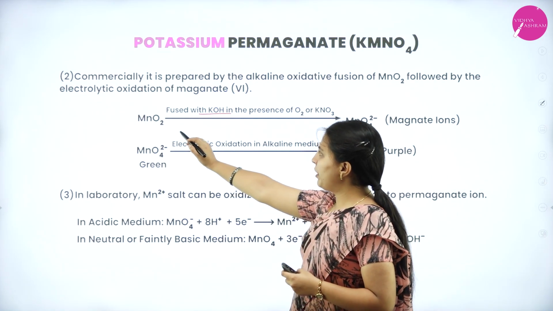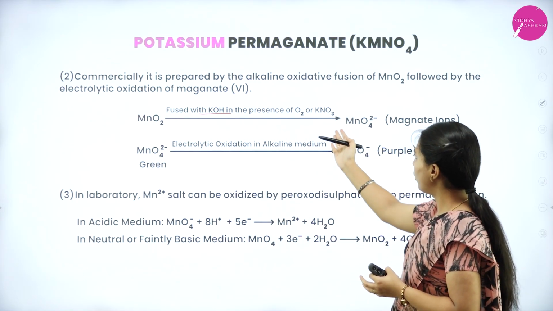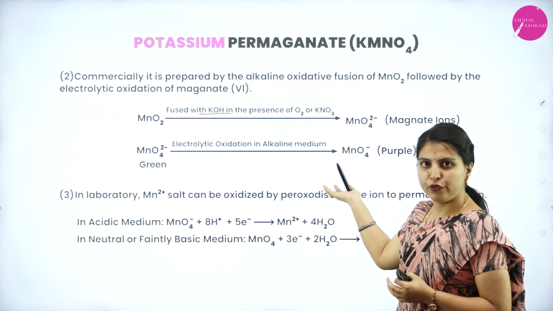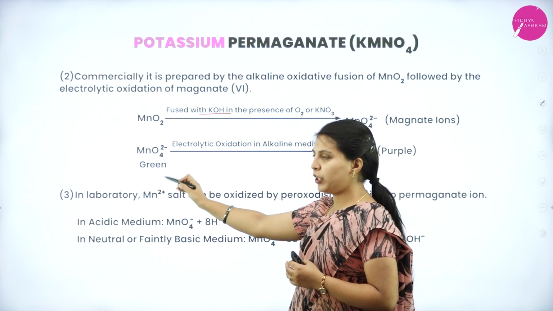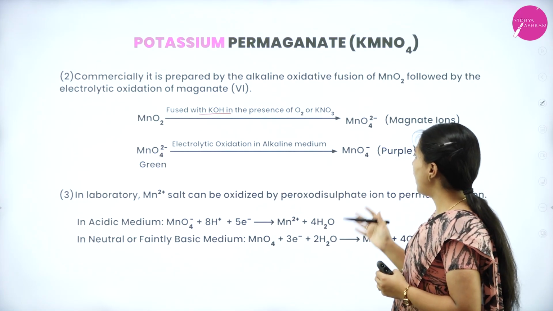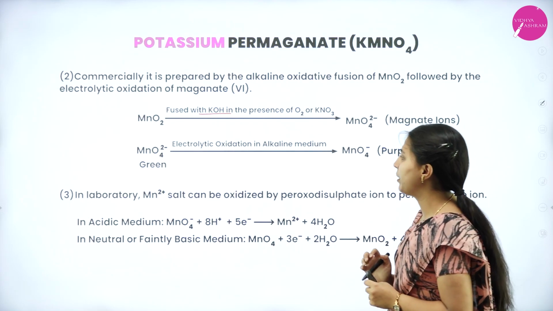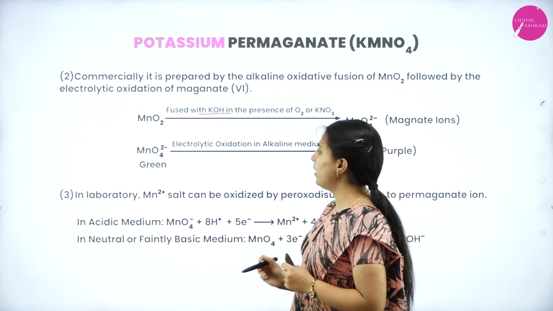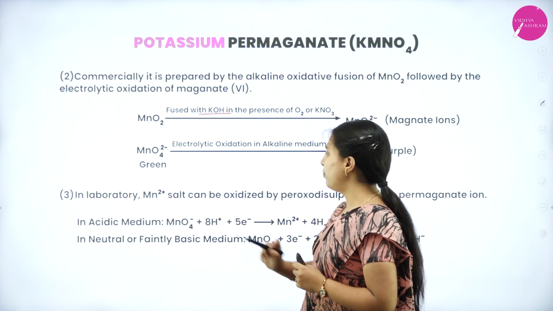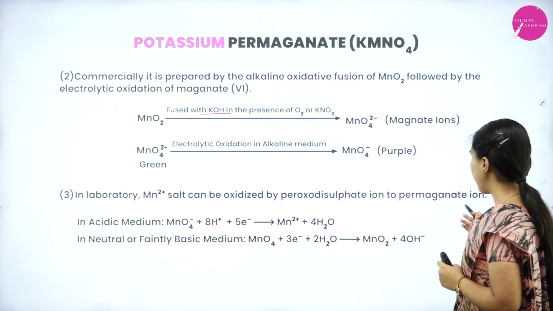Okay, first MnO2 will be treated with potassium hydroxide in the presence of oxygen or air. MnO4 2 minus, the green colored manganate, will be formed. After the electrolytic oxidation in alkaline medium, MnO4 minus, that is in purple color, will be liberated. That is commercially. In the laboratory, Mn2 plus salt can be oxidized by peroxodisulfate ion to permanganate ion.